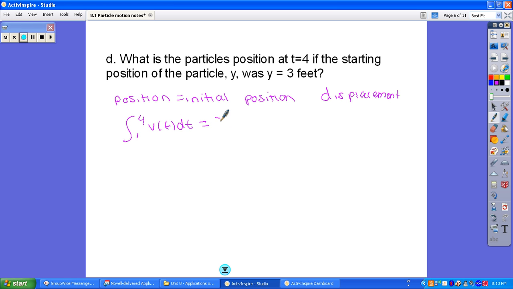And that gives us -3/2. And so to find the new position, we're going to take -3/2 and add it to our starting position, which was 3. And that gives us 3/2. And this should say x equals 3/2 feet because our function was x in terms of t.